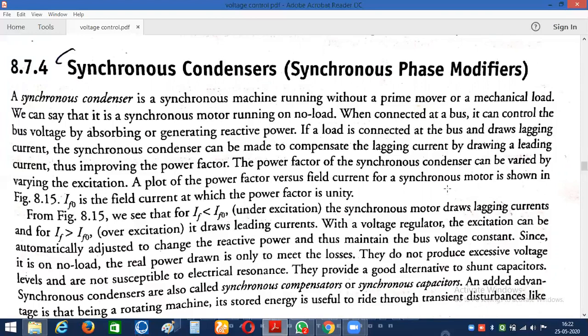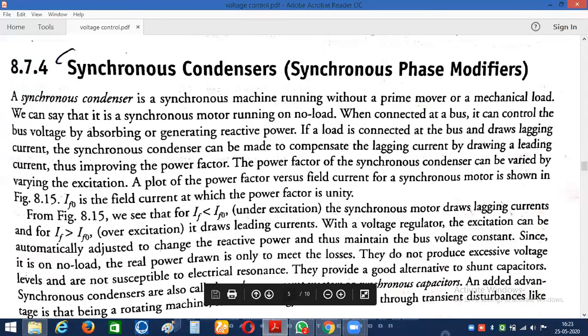So the synchronous condenser acts as a source of reactive power, and by injecting this reactive power, voltage control can be done. Now I will show you with a simple example. Whenever we connect this synchronous condenser to the bus, it can control the bus voltage by absorbing or generating reactive power. Depending upon the excitation given, the synchronous condenser will act either as a source or a sink of reactive power. We will discuss when it generates reactive power and when it absorbs it.